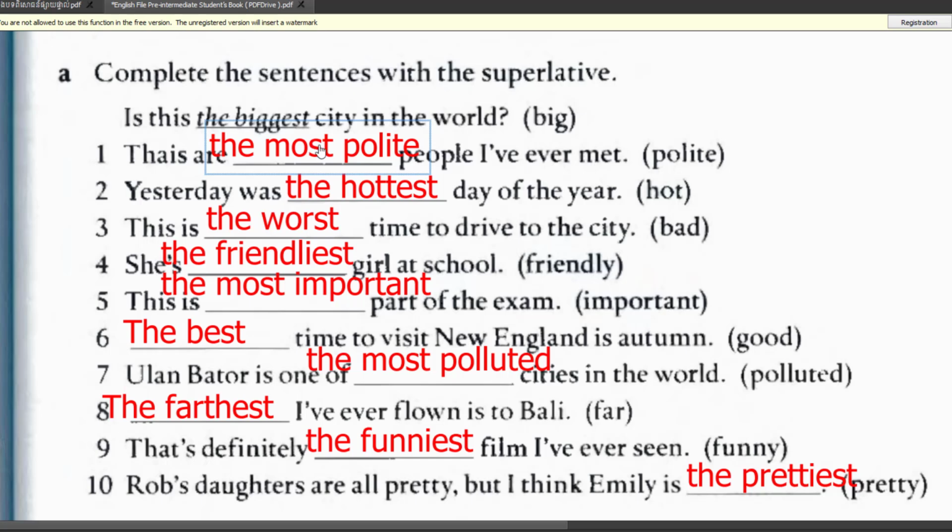Do you want to change number 1? Because polite has two syllables, it's normal. The politest. Are you sure? Politest is correct, it has two syllables so it goes in the normal group. Okay, these are correct. The most polite, the hottest, the worst, the friendliest, the most important, the best, the most polluted, the fattest, and the funniest, and the prettiest.